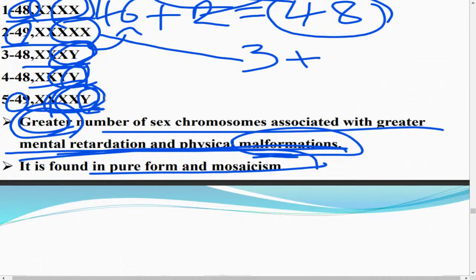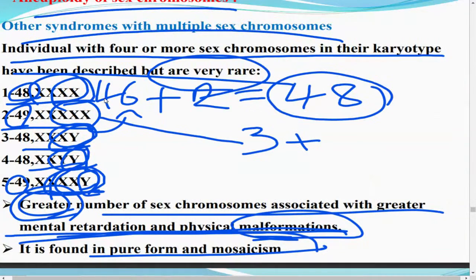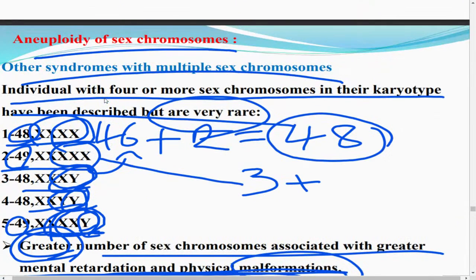One second. We did study the X and Y aneuploid. Only aneuploid we studied of sex chromosomes. The syndrome would multiply sex chromosomes with other symptoms of aneuploid.